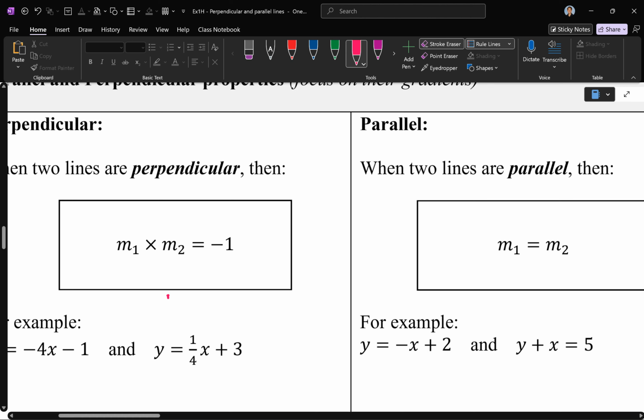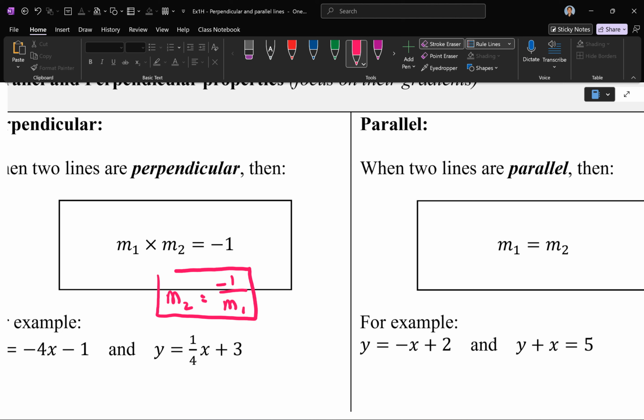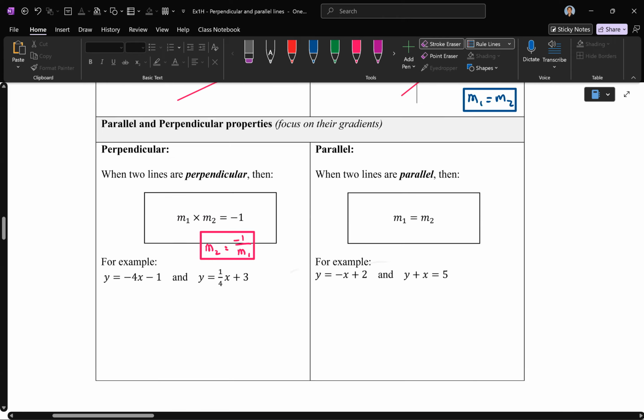M2 is equal to negative 1 divided by M1. Most students tend to memorize this one. I like this property because that's where you can prove it easier. Okay? So let's do some examples now.